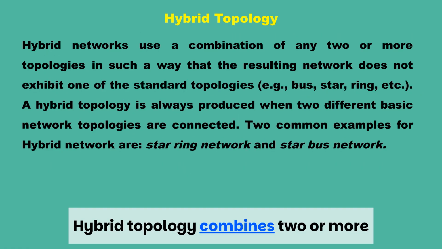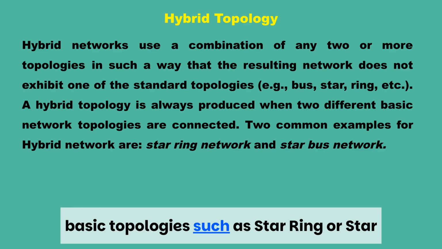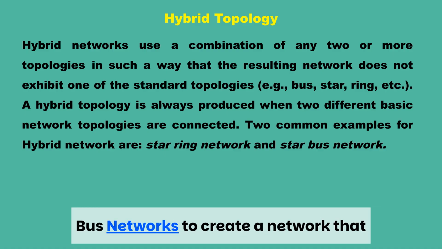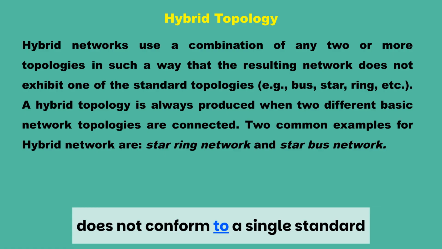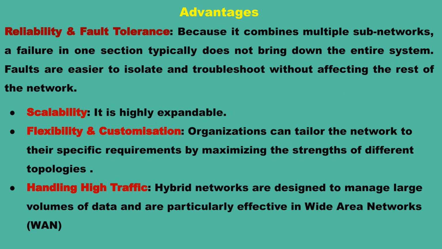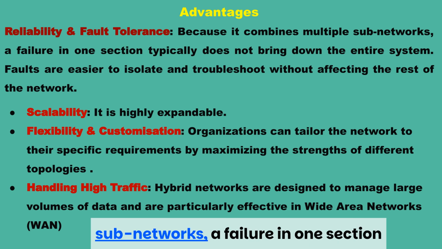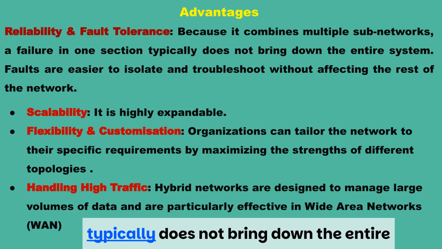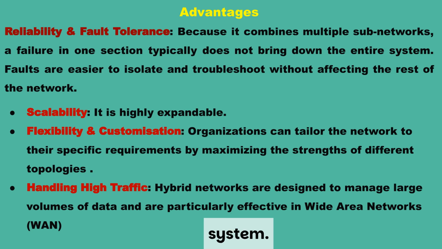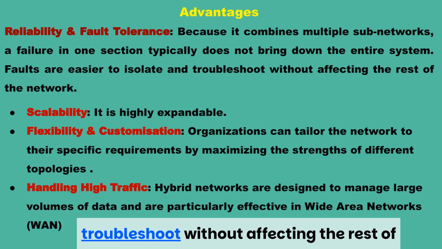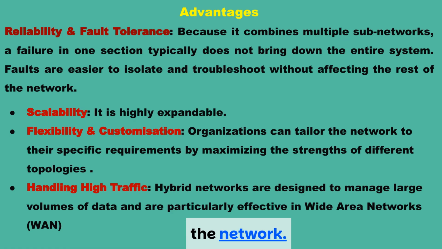Hybrid topology combines two or more basic topologies, such as star ring or star bus networks, to create a network that does not conform to a single standard topology. Reliability and fault tolerance. Because it combines multiple subnetworks, a failure in one section typically does not bring down the entire system. Faults are easier to isolate and troubleshoot without affecting the rest of the network.